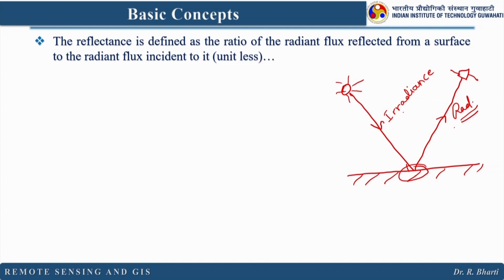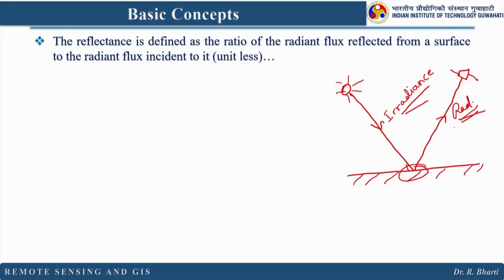And when you have irradiance, there also the angle is involved. So, the unit is watt per meter square per steradian. When you calculate reflectance, it is basically radiance by irradiance. So, then what will happen to your units? That will get cancelled, and then you will have a unitless quantity.